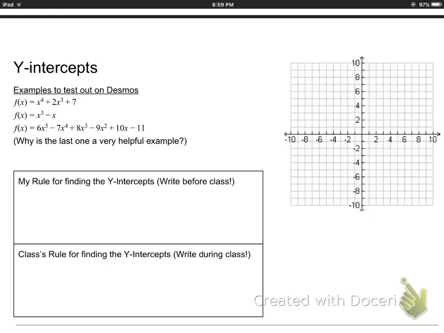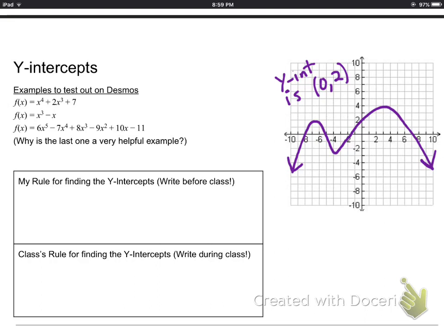Let's look now at the y-intercepts. I think this one will be a little easier. If you're stumped by the last one, don't worry. So real quick, just a reminder, what is a y-intercept? Well, it's where we hit the y-axis. So in this situation, it would be (0, 2).